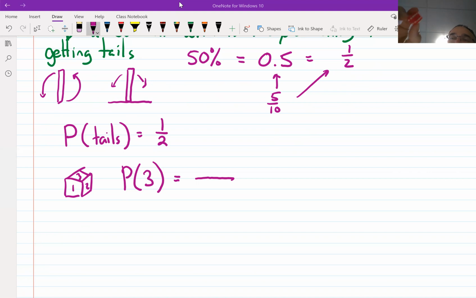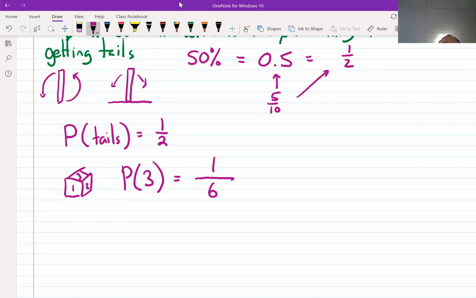Well, on a 6-sided dice, there would be 7 faces. I mean, 8. No, 6. That's why they call it 6, right? So a 6-sided dice would have 6 faces. And how many 3s are on that dice? Just 1. So the chance of getting that would be 1 out of 6. You could convert that to a percent if you wanted to, but let's just keep it as 1/6.